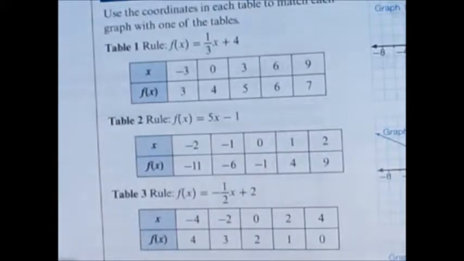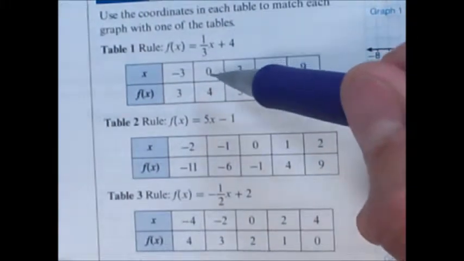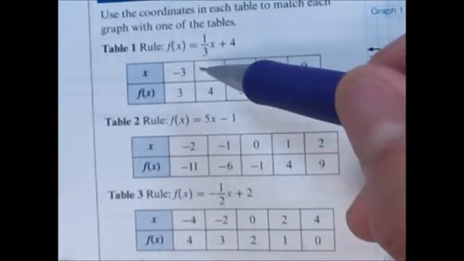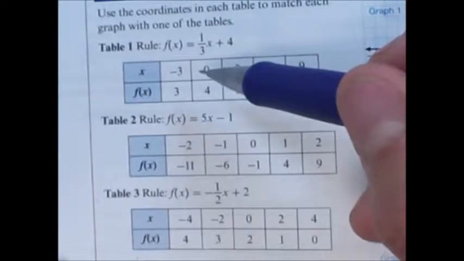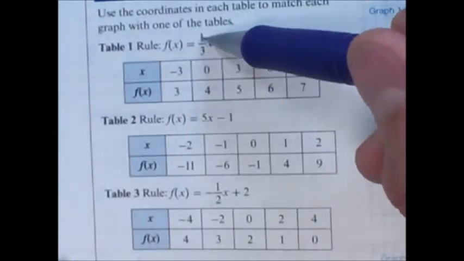Now the other two are positive, right? So looking at table 1, what is my slope on table 1? Remember, slope is right in front of the x. 1 over 3. It's rise over run, right? So we rise 1, run 3, rise 1, run 3.